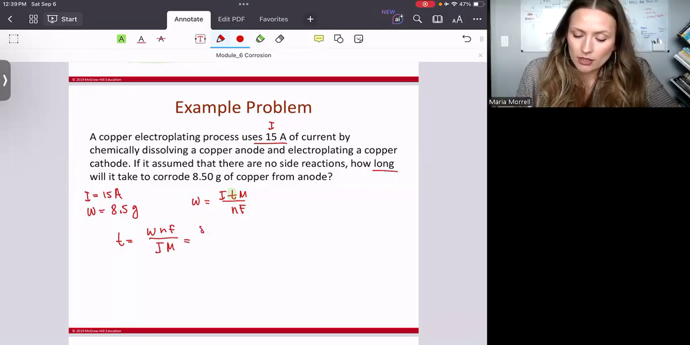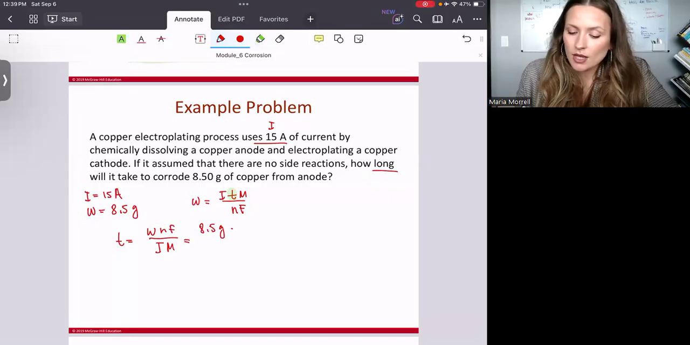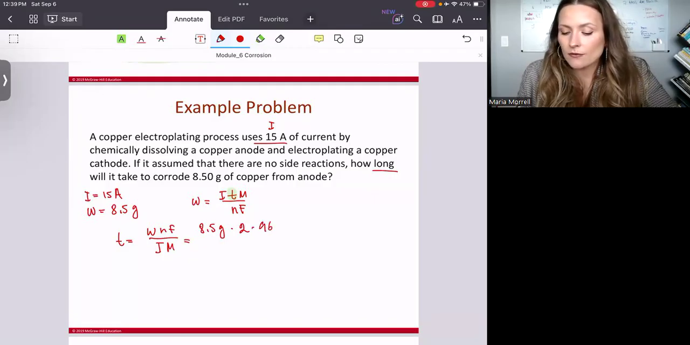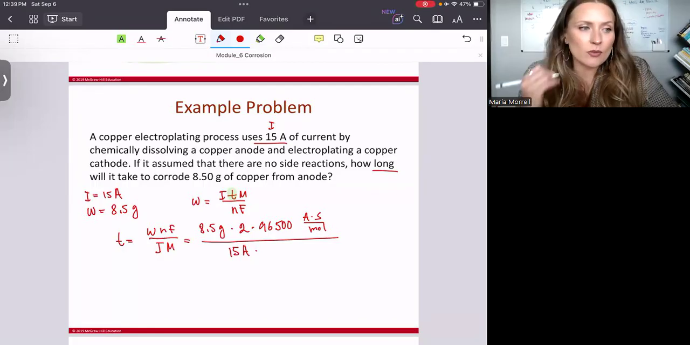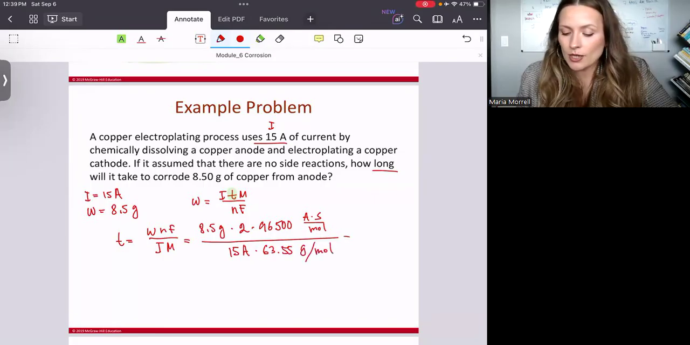We're given the weight, 8.5 grams. I'm going to keep the units, times we're electroplating copper, so the process involves 2 electrons, times the Faraday constant, which is amp seconds per mole. And then I have a current of 15 amp, and the molar mass, which I'm grabbing from the periodic table, is 63.55 grams per mole.